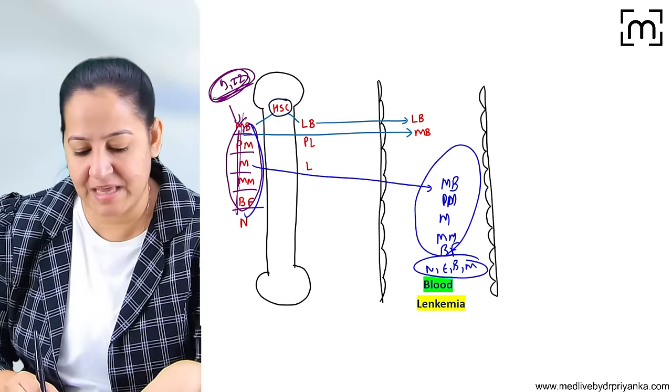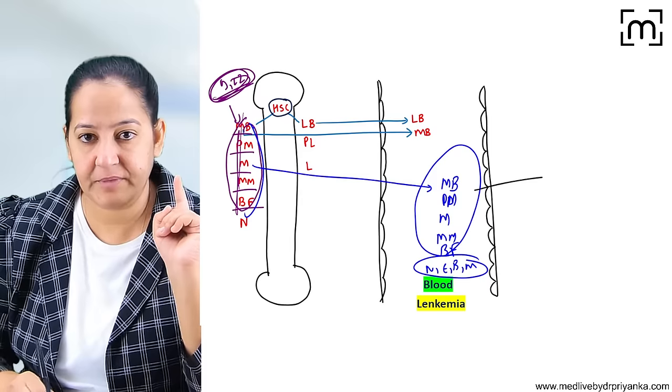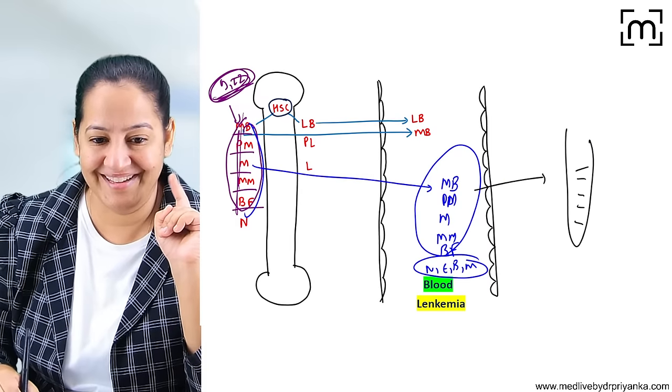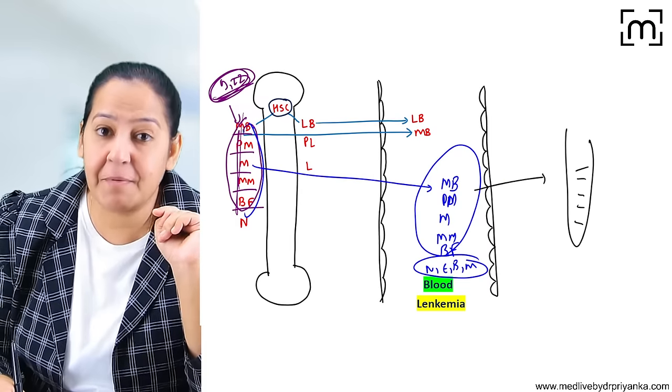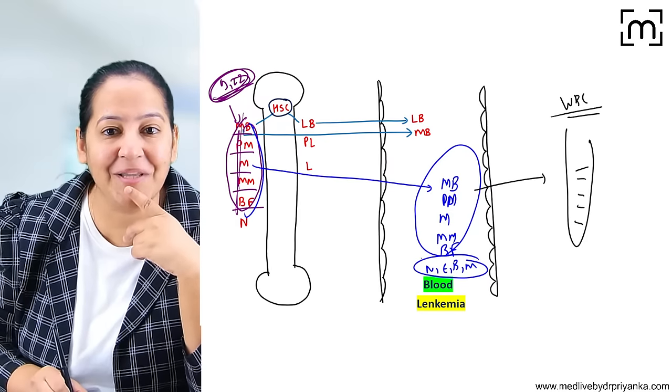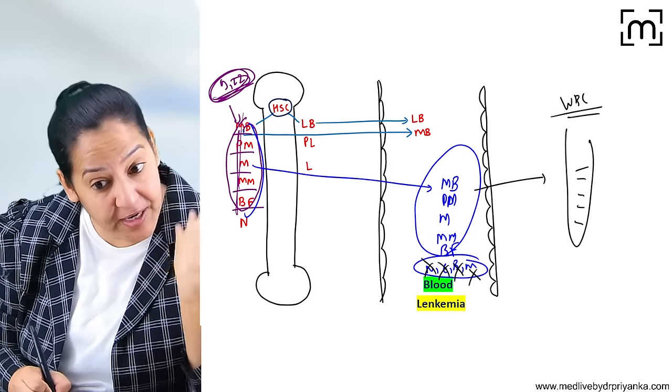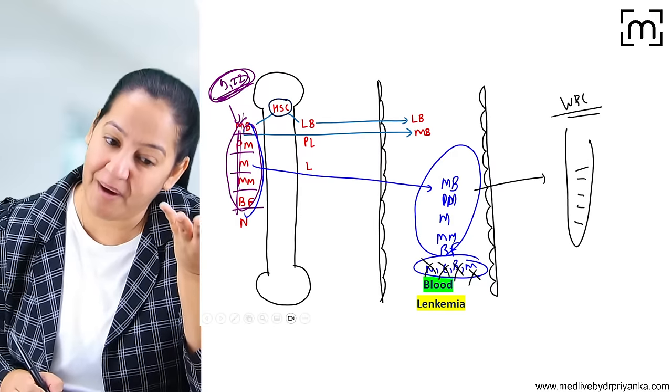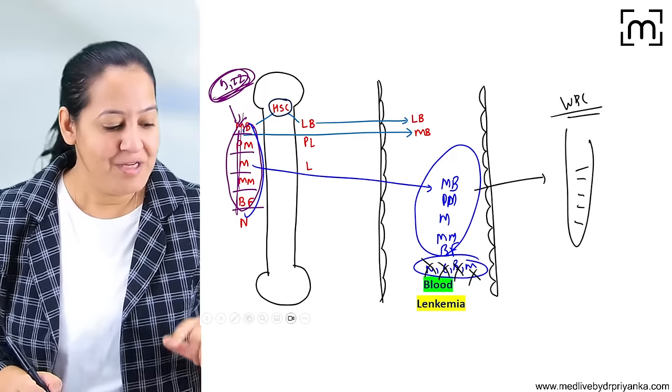So if you take the blood sample of this patient in a test tube, what do you find? You will find maximum are WBC. WBC are nearly 2 lakh or 3 lakh. But you see, they are not the mature ones. Maximum of them are immature ones. How many of you got it?